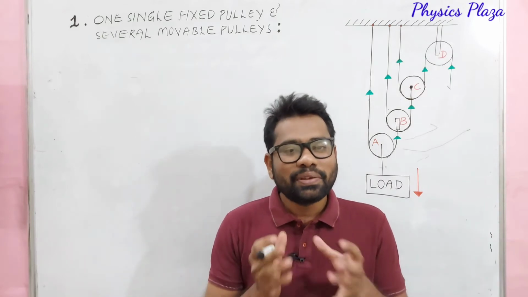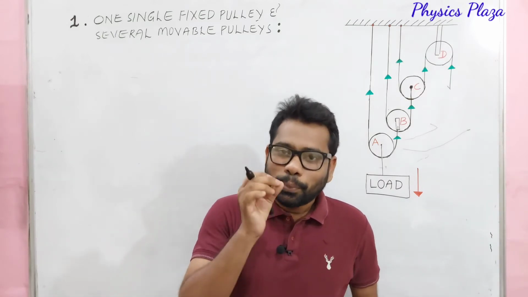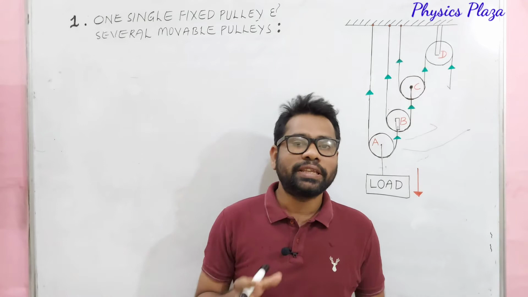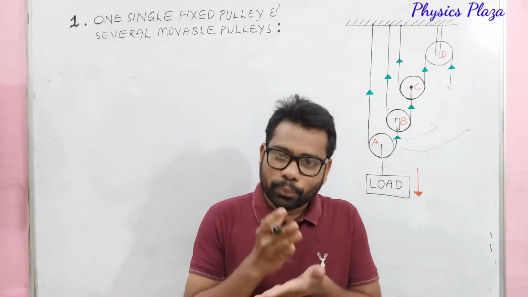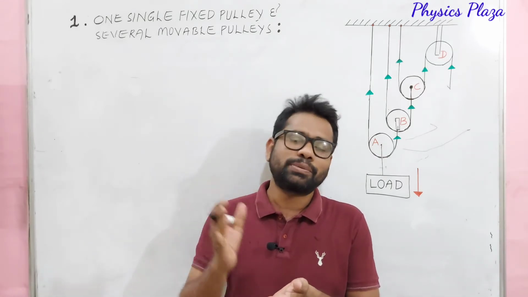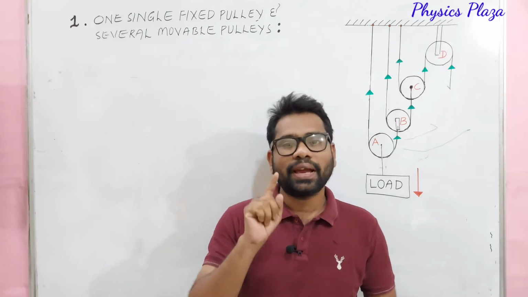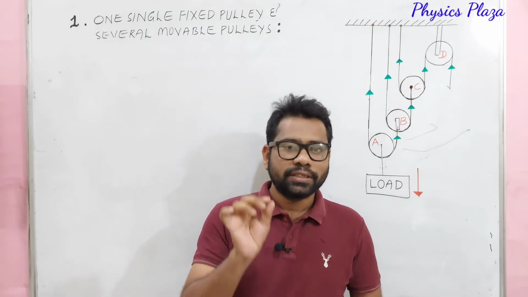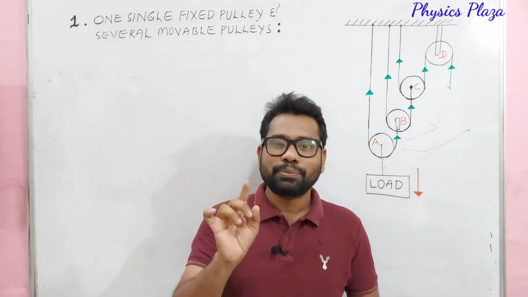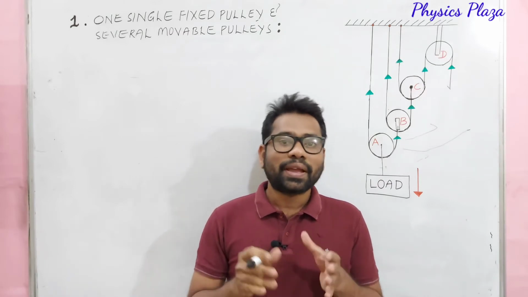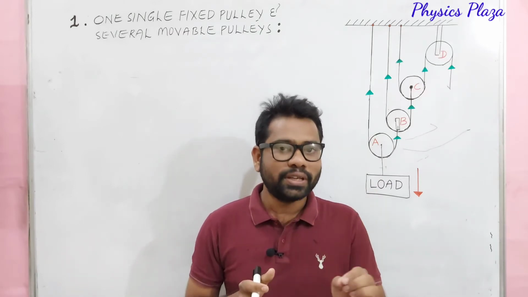Hello children, in a previous video we discussed pulleys and types of pulleys. There we discussed the single movable pulley and the single fixed pulley. Dear children, what is the mechanical advantage of a single fixed pulley? The mechanical advantage of a single fixed pulley is 1, whereas the mechanical advantage of a single movable pulley is 2.